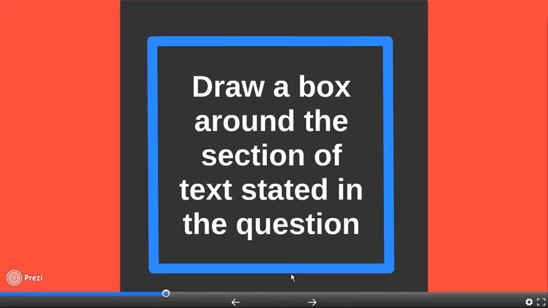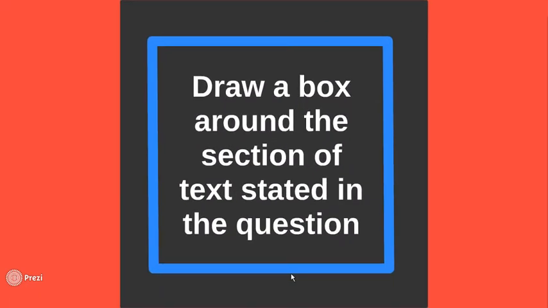Okay, so seeing as the question dictates that you are only allowed to look at lines 18 to the end, you are going to need to draw a box around the section of text so that you don't get tempted into looking at anything outside of that credited area.